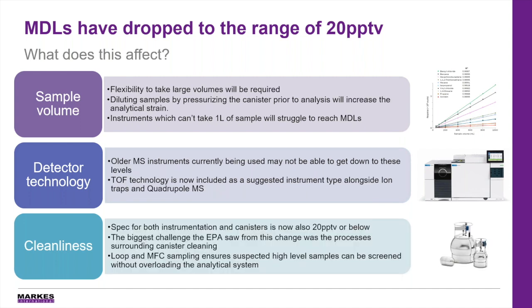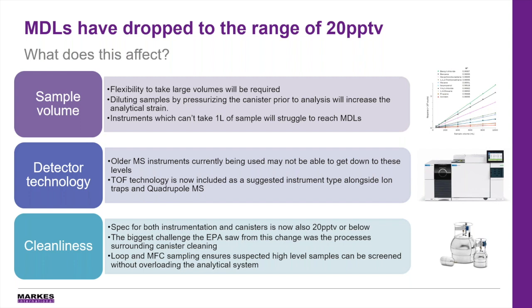And finally, there's cleanliness. Now, because the method detection limit has changed, obviously the specification for the instrumentation, the canisters, now needs to be much lower as well, 20 pptV or below. And this is the biggest challenge the EPA saw, not so much from the instrumentation side, but the process surrounding canister cleaning. Anyone who's worked with canisters will know that sometimes you just can't get them clean. And sometimes it can be a longer process to achieve the levels that you're looking for, especially when they've come into contact with a high concentration sample.